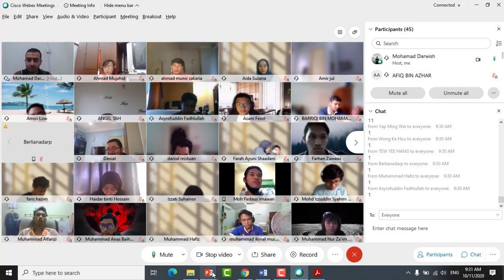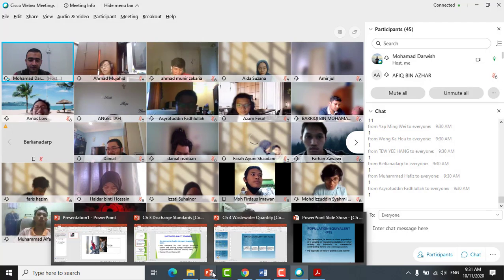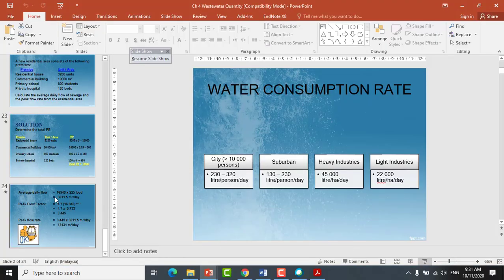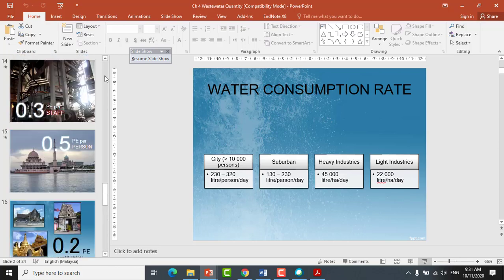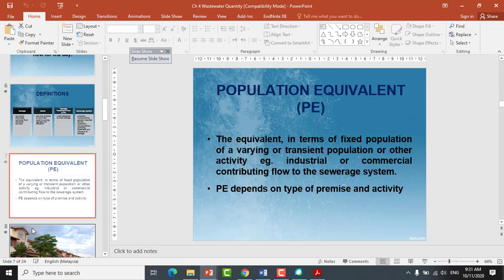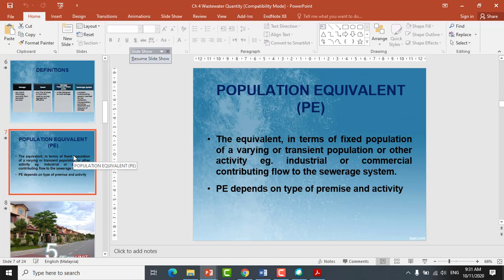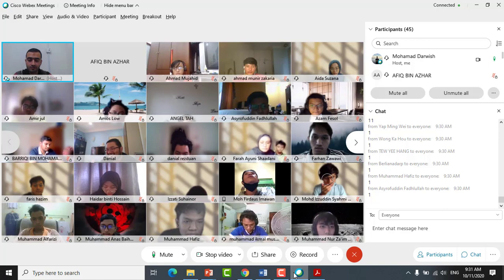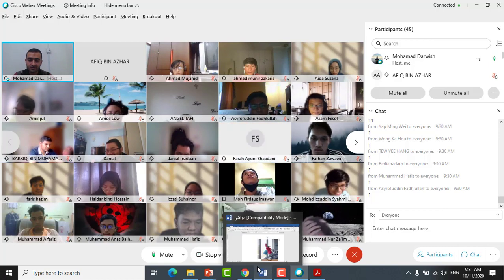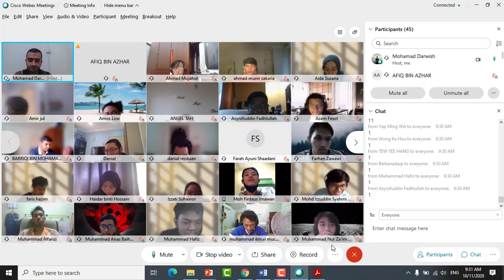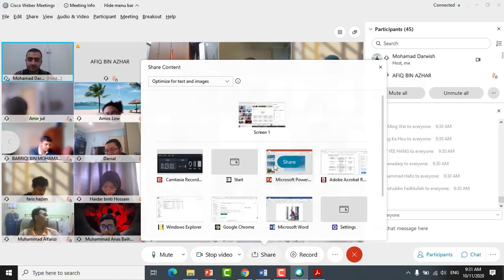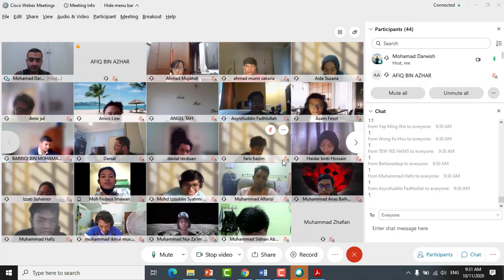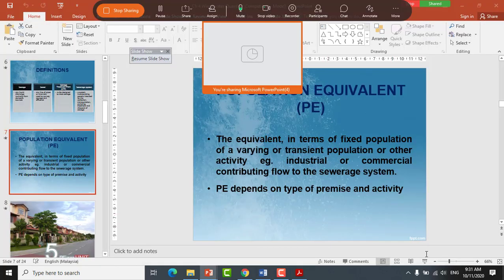So let's continue in chapter number 4. Chapter 4, as we said, is talking about the quantities. It's very important to estimate the quantities that are going to be generated for the wastewater treatment plant. So let me share the screen.